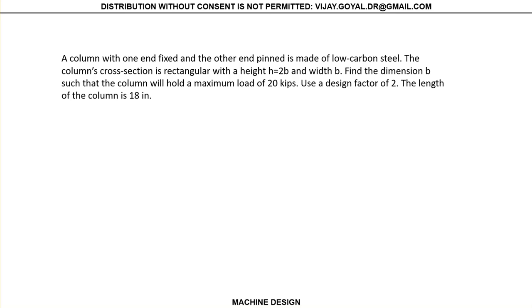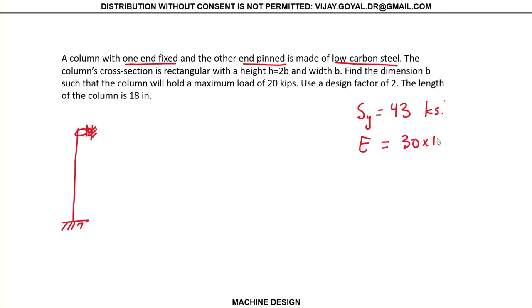The example says that a column with one end fixed, the other pinned. I always like to do sketches. Sketches help us better understand what's going on. So it's fixed, and it's pinned on this side. It's always going to be rollers. It's made of low carbon steel. We know the material properties for this. So you always find those material properties: 30 times 10 to the 3 KSI.